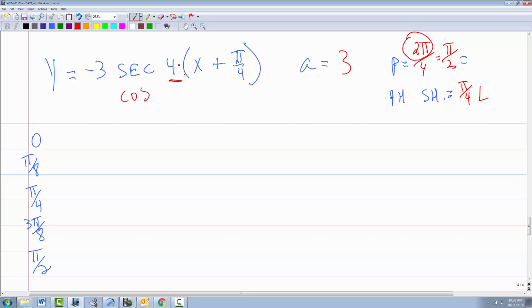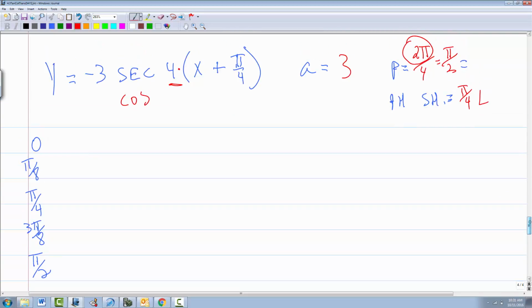So we practice that a lot with the sines and the cosines. Hey, is that phase shift good or bad compared to the period? I mean, does it work well with it? It actually does.